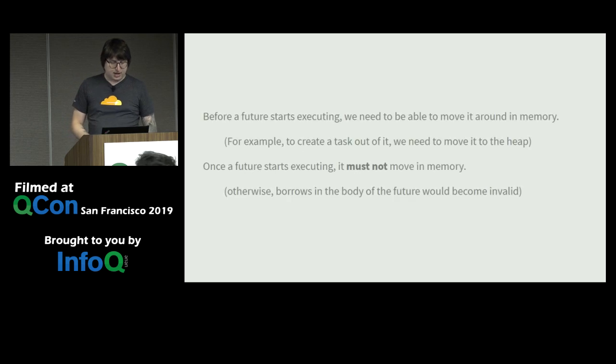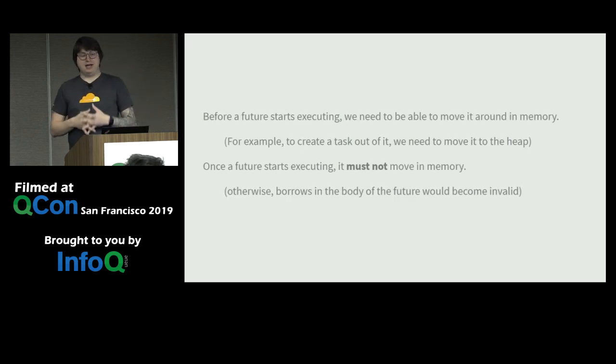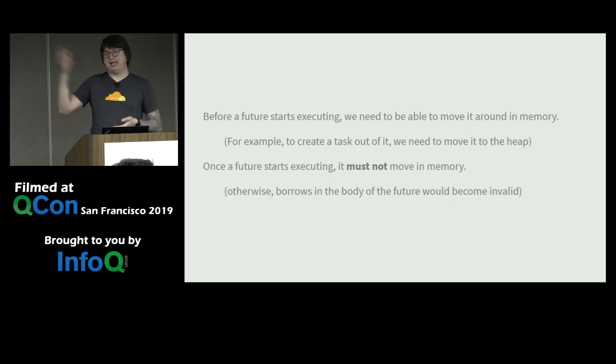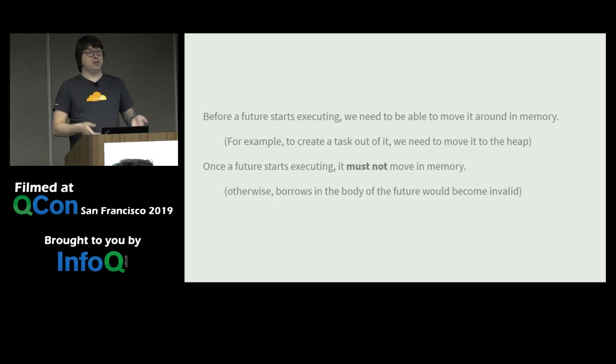It's really interesting and complicated, but basically the idea is before a future starts executing, we need to move it around in memory. So for example, to create a task out of a future, we often put it on the heap, so we need to move it from the stack to the heap, which involves moving it in memory. The problem is Rust is a systems language, it doesn't have a garbage collector, so we have pointers. So if you move something where there are pointers to the thing, you're going to invalidate those pointers, and everything's going to blow up.